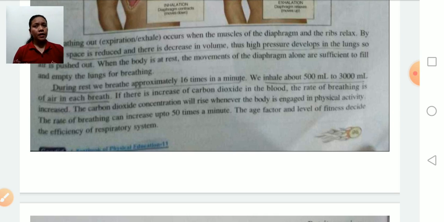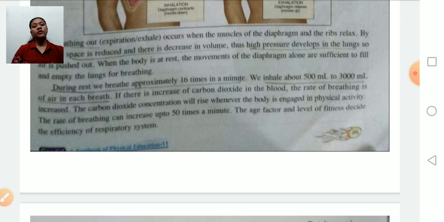If we do physical activity, it will require more energy. When more energy is required, it uses more oxygen, and in this process the carbon dioxide is released. More carbon dioxide is released when we do physical activity. And at the time of physical activity, the rate of breathing increases up to 50 times in a minute.